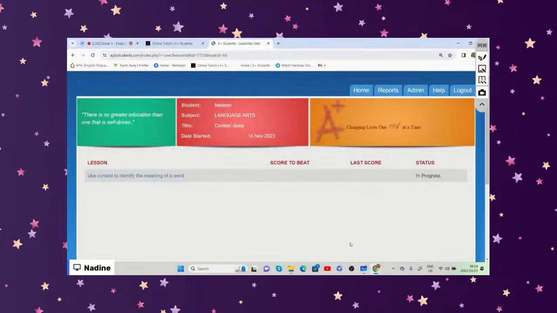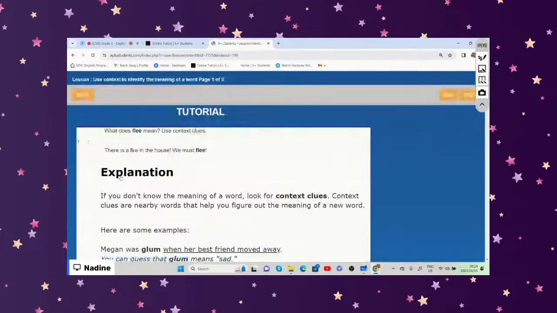And on aplusstudents.ca, we said it's language arts, grade one, and we are now at the chapter of context clues. So we're going into the lesson that says we need to use context to identify the meaning of the word. They're going to give us context in order for us to identify the meaning of certain words.